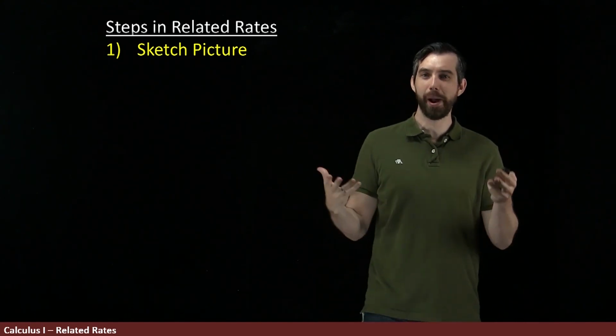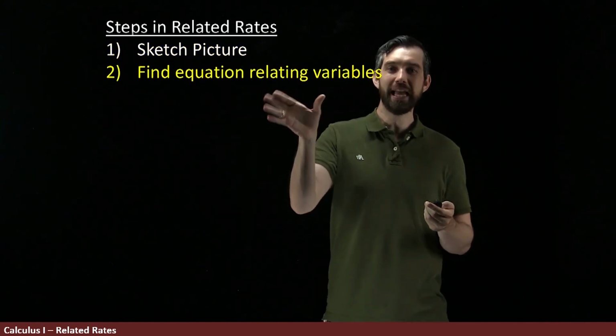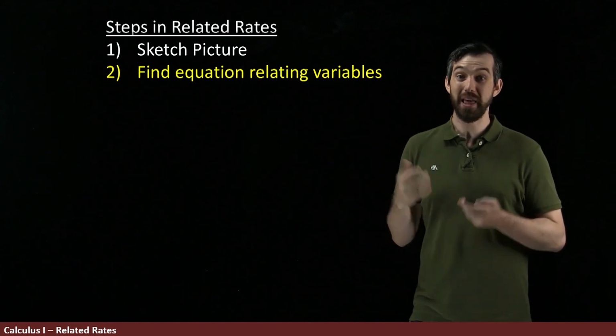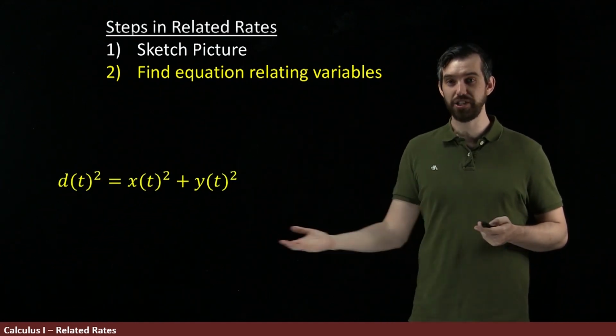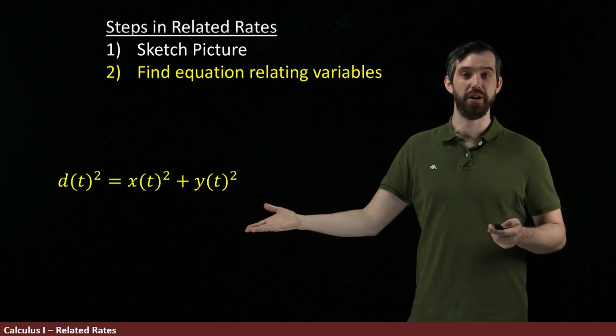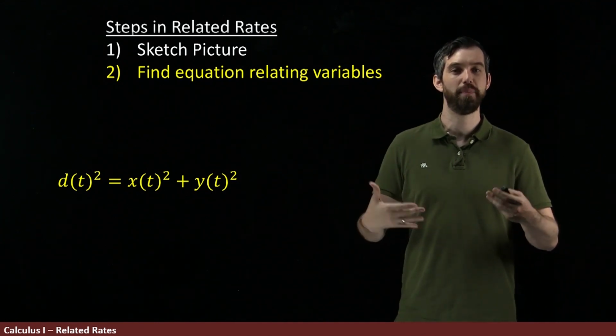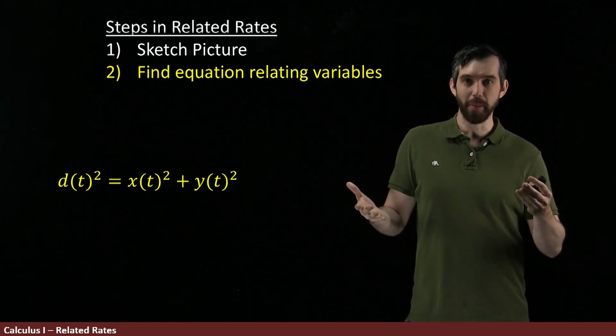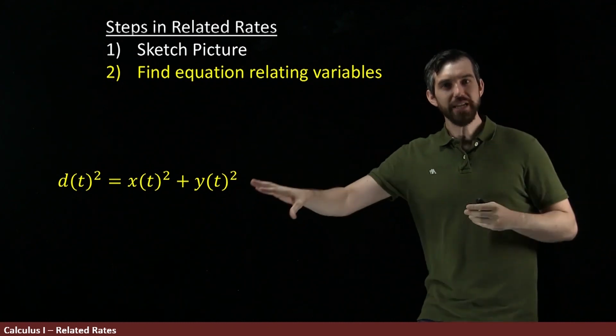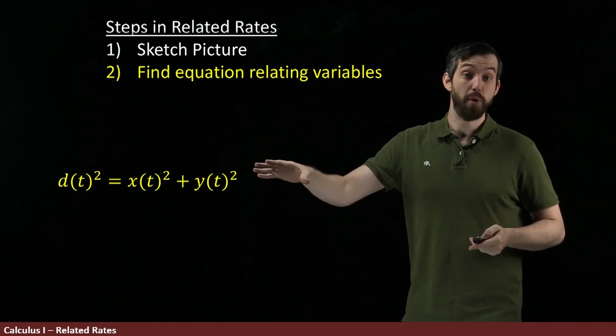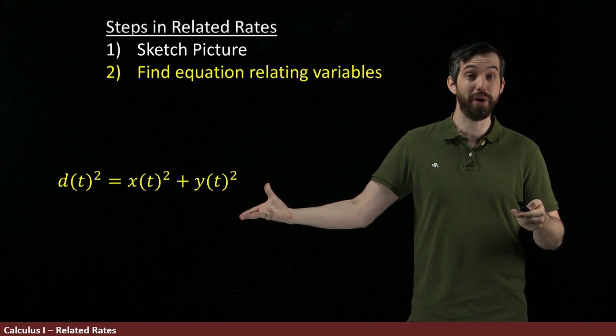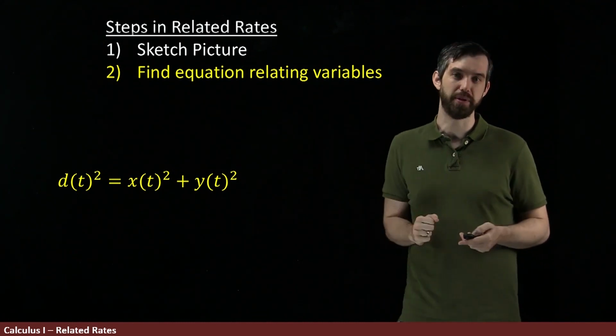And then after you have that nice picture, what you can do is try to find some equation that's going to be relating the variables that we're interested in. In this case, it was going to be this relationship that the d squared was the x squared plus the y squared, that comes from Pythagoras. But for a different problem, with a different picture, the relationship between the variables might be somewhat different. But either way, you want to find some equation that relates those original variables.